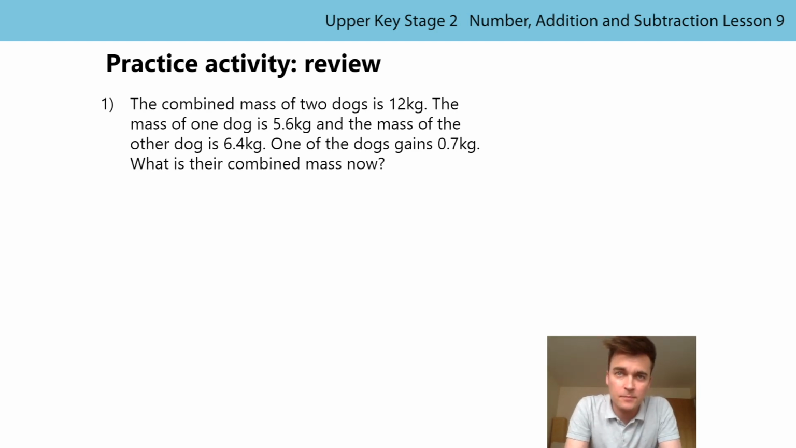Question 1. Can you read it aloud with me? The combined mass of 2 dogs is 12 kilograms. The mass of one dog is 5.6 kilograms and the mass of the other dog is 6.4 kilograms. One of the dogs gains 0.7 kilograms. What is their combined mass now?